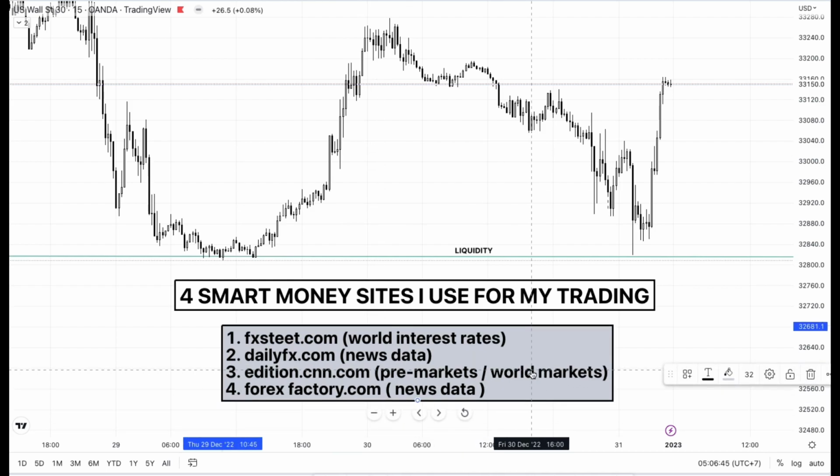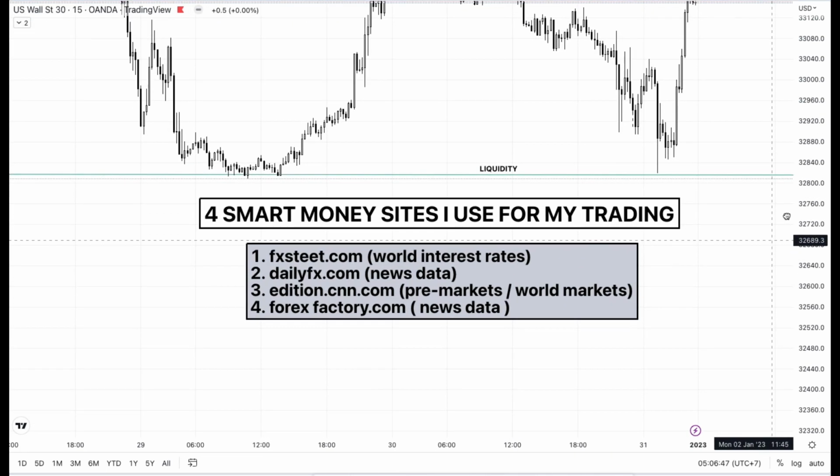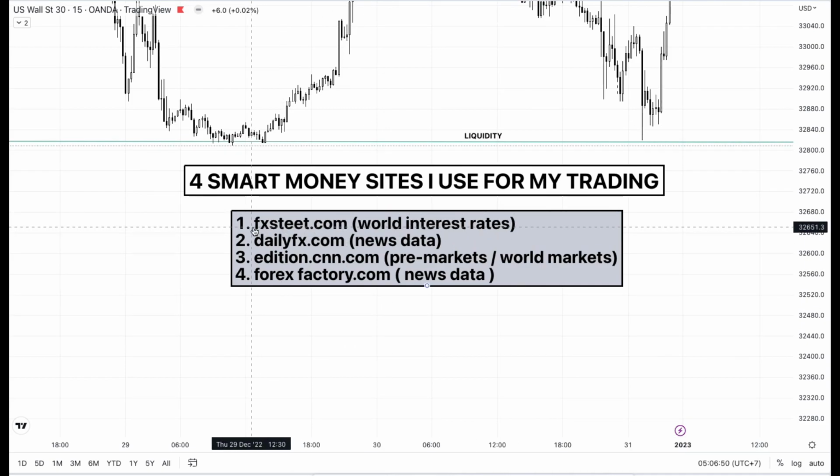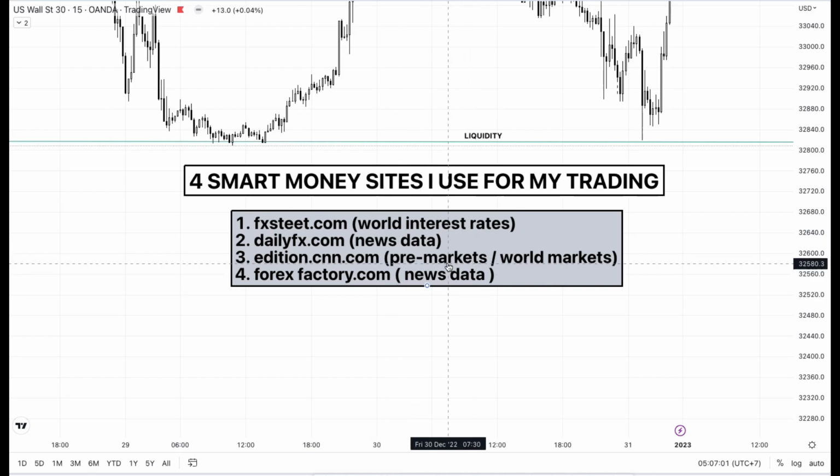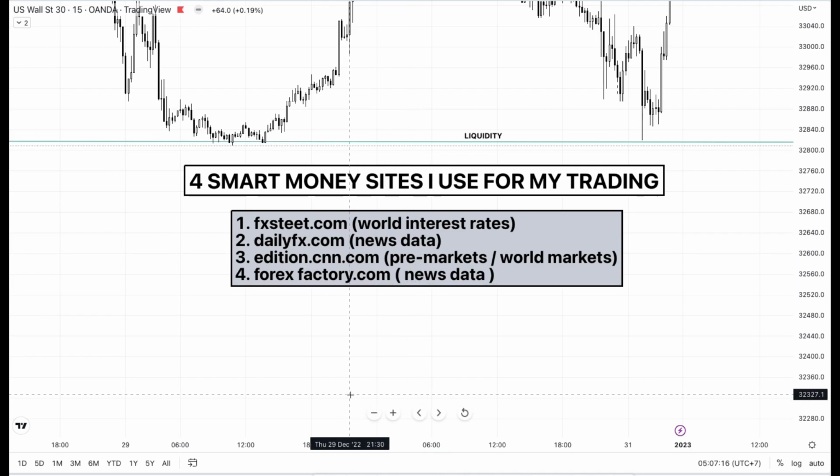You can go ahead and screenshot all of this right now. The first one was fxstreet.com. The second one was Daily FX. The third one is Edition CNN, which we used for the pre-markets to see the direction of what Bitcoin is going to do next, plus the world markets, which we didn't look at today because my internet was being bad. We will look at this later. And the fourth one was forexfactory.com, which is the news data, the same thing as Daily FX. So those were 4 smart money sites I use for my trading.